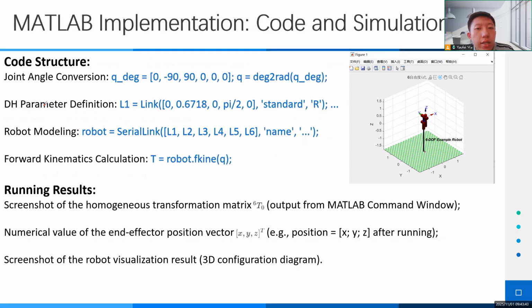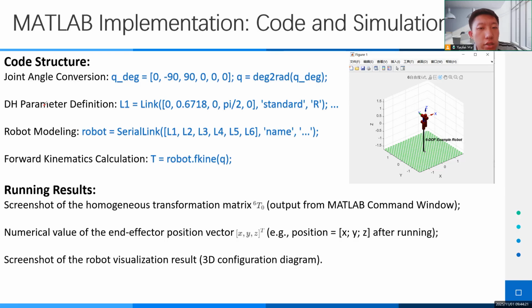To make our analysis more practical, we use MATLAB. Let's look at the code structure first. 1. Joint angle conversion. We set the joint angles in degrees first, like 0, 90, 90, 0, 0, 0. Then we use deg2rad to change them to radians because MATLAB needs radians for calculations.